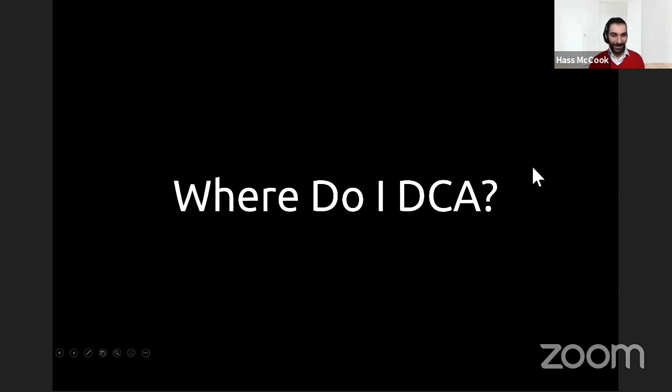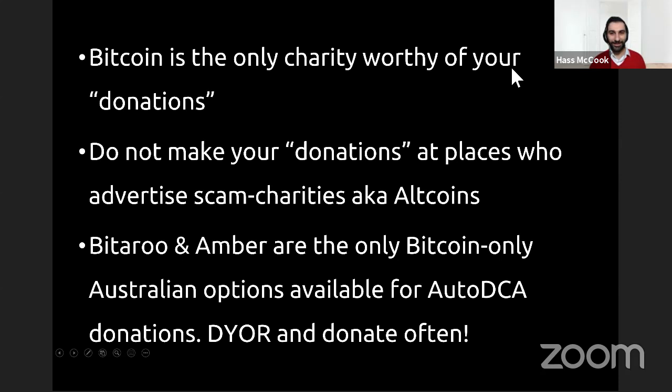So where do I make my donations? So Bitcoin's the only charity really worthy of your donations. You shouldn't make donations at places who also collect donations for scam charities, aka altcoins. For the time being, Bitteroo and Amber are the only Bitcoin-only Australian options available for auto DCA donations. So do your own research and donate often.